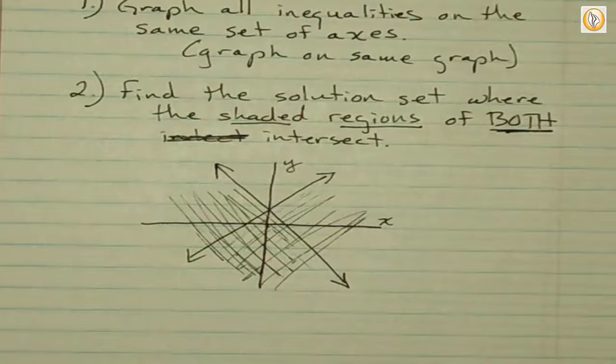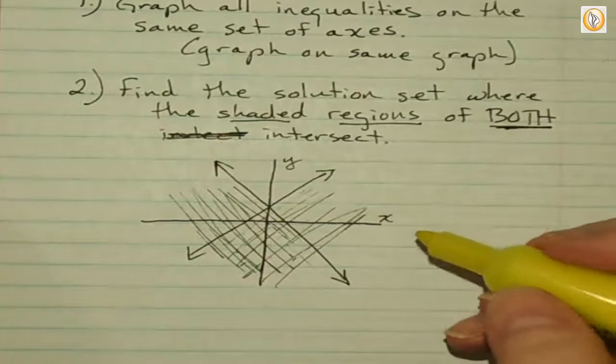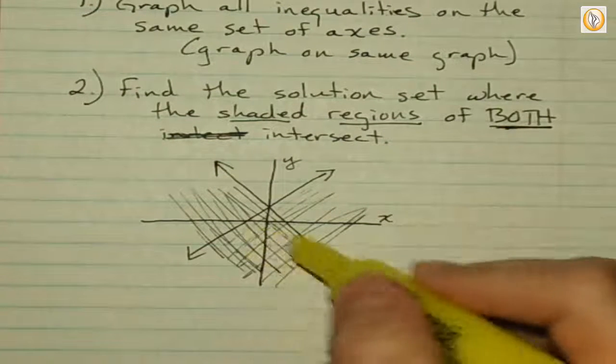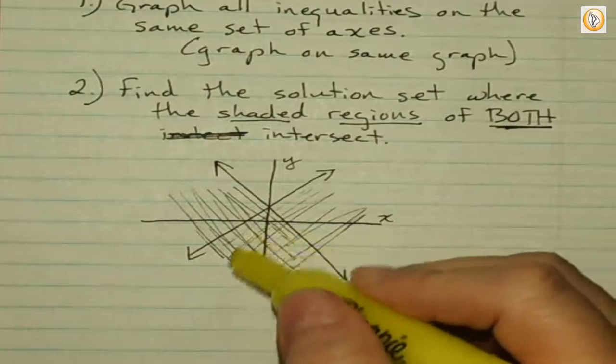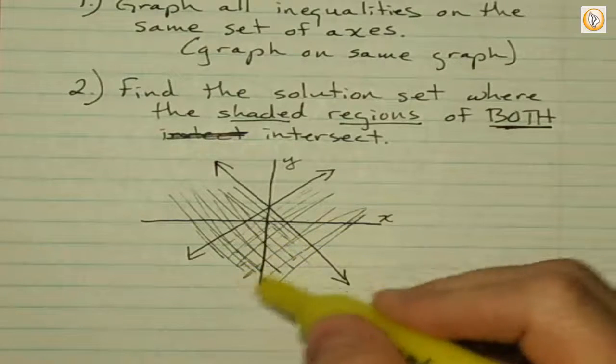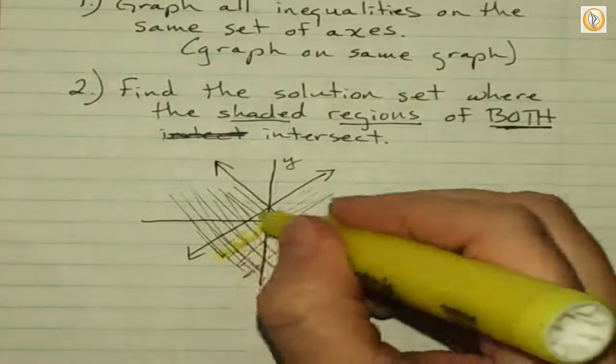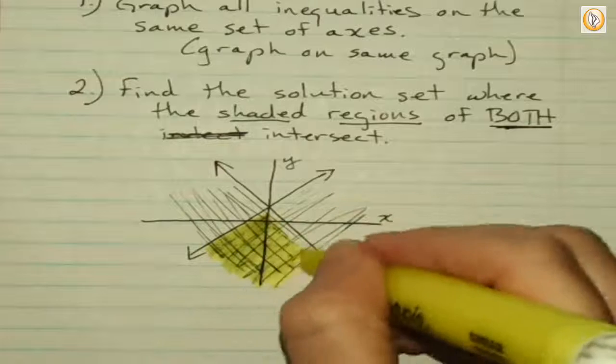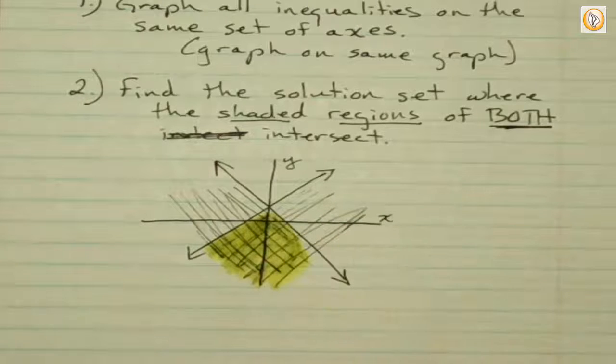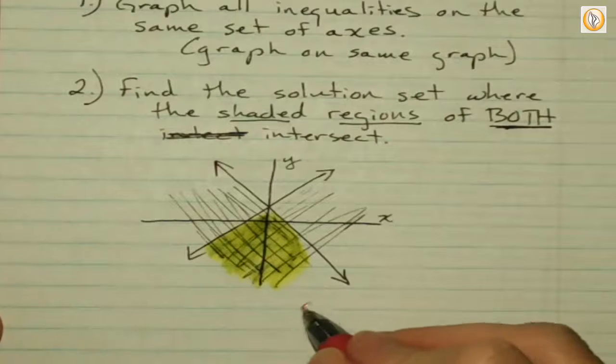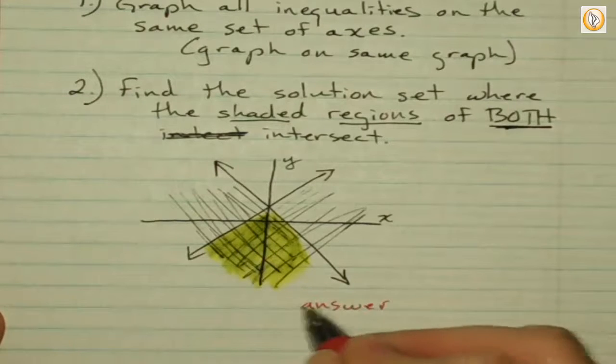Now look up here. Everyone look up here real quick. You see this area where the both shaded areas collide? That's your answer. What they have in common. So wait, that's just the answer? That's the answer.